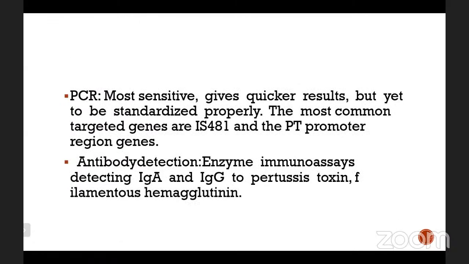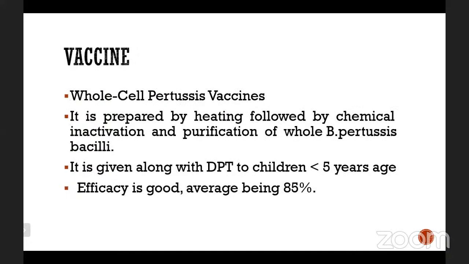PCR is more sensitive. It will give the results very quickly, but it needs to be standardized properly. The most common targeted genes are IS481 and promoter region genes. And antibody detection by enzyme immunoassay detecting immunoglobulin A and G to pertussis toxin and filamentous hemagglutinin. Next one is the vaccine used for Bordetella.